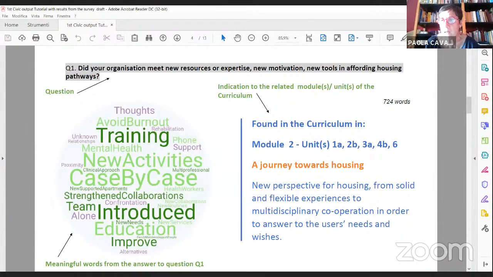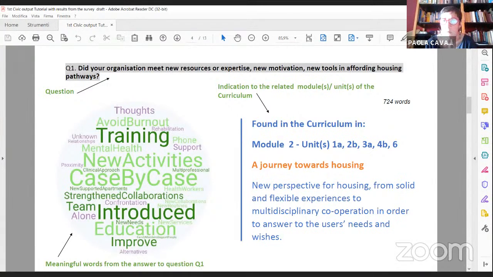I can add something on the methodology I use. It is quite simple. I have collected all your answers and I've underlined some words, the meaningful words, in my opinion. And I've selected them and used an easy program to organize the words in clouds. And I've asked for help to find in which part of the curriculum we could find some information, some training activities related to those words.